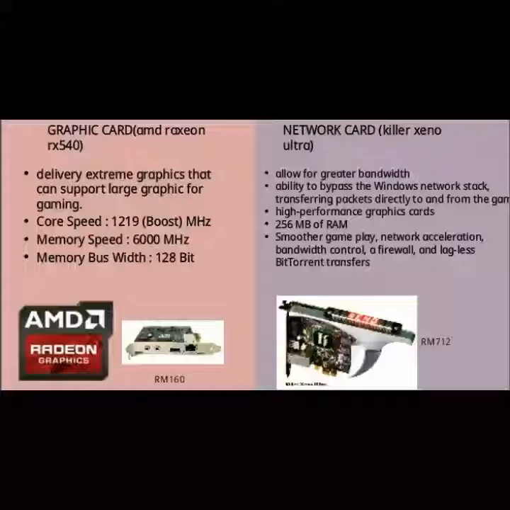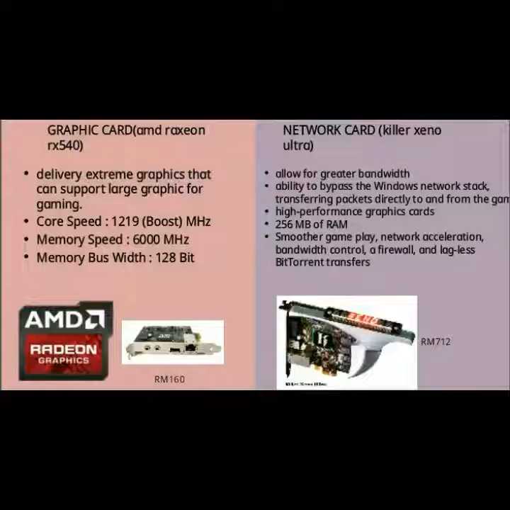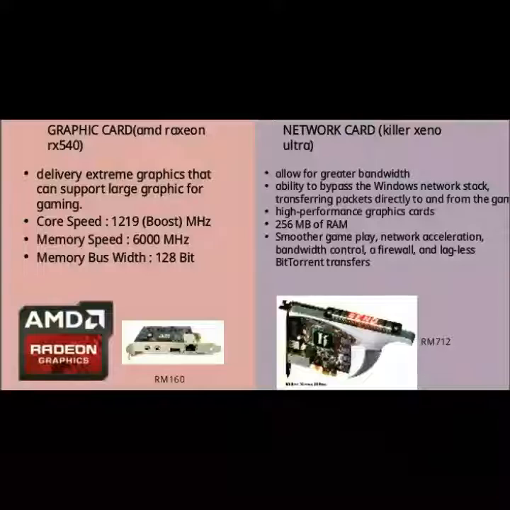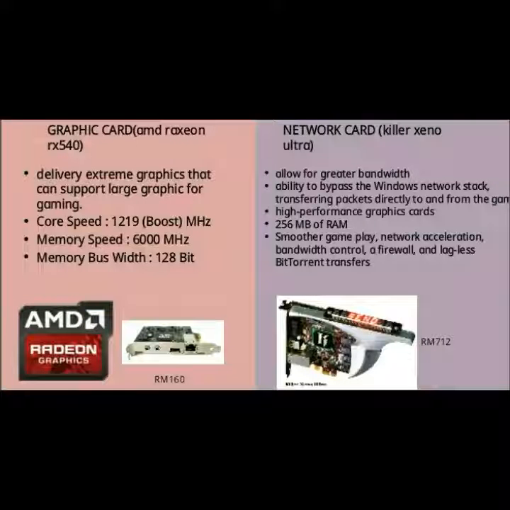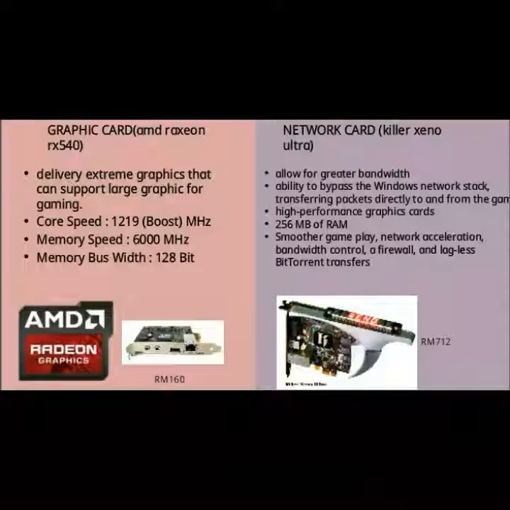Then I would like to explain about graphic card and network card. Graphic card and network card are different types of card. For graphic card, we use AMD Ryzen RX 540. It delivers extreme graphics that can support large graphics for gaming. Core speed is 1219 MHz. The memory speed is 6000 MHz with memory bus width 128 bit. The price is 160 ringgit.